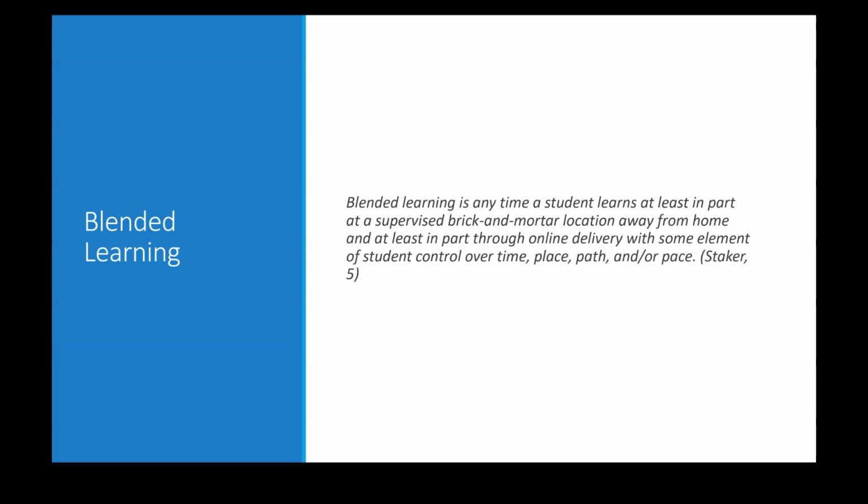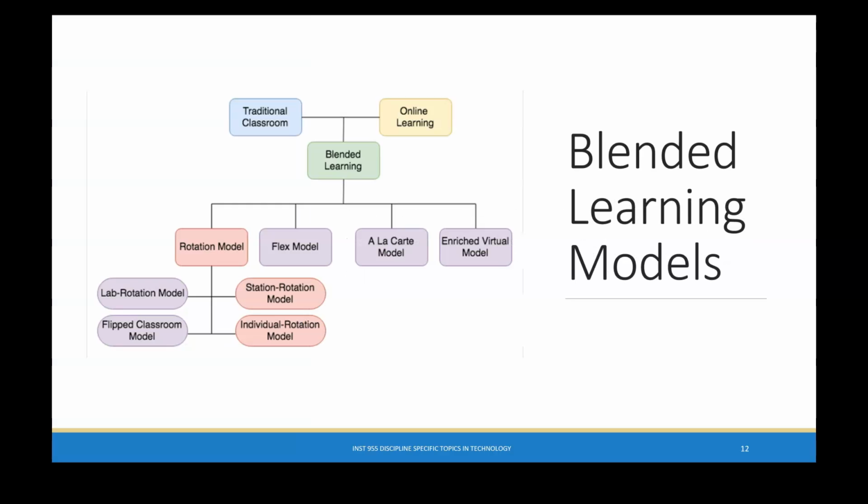Then blended learning models. So blended learning is a form of distance learning that requires that some part of it be in a brick and mortar location under teacher supervision. So we have here your traditional classroom, online learning, and then in the middle you have blended learning and the different types of blended learning. So these models include the rotation model, flex model, a la carte model, and enriched virtual model. So I'm going to talk about these on the upcoming slides.